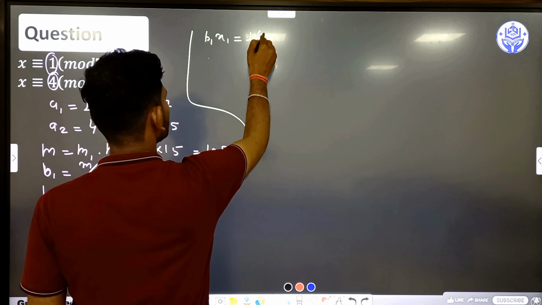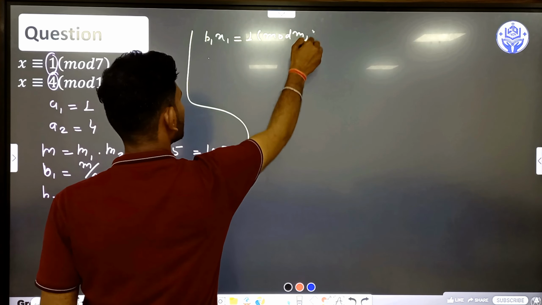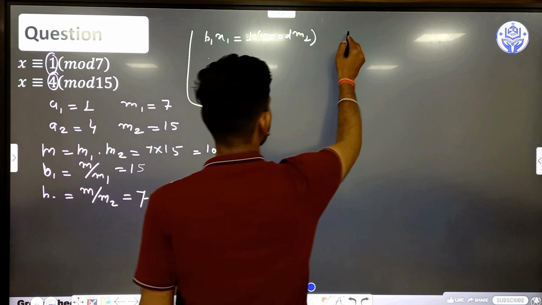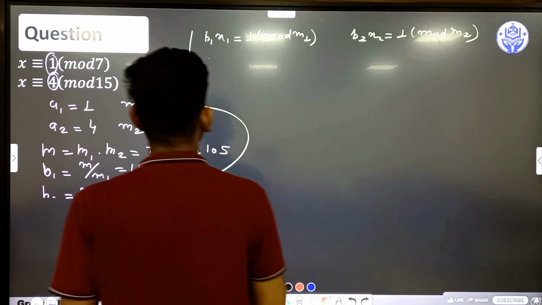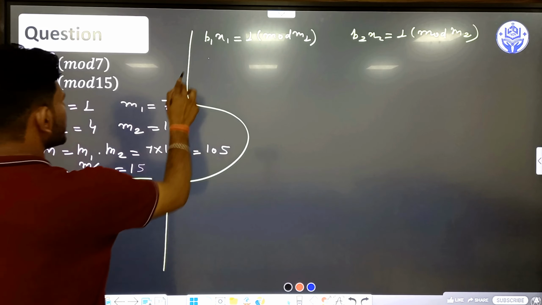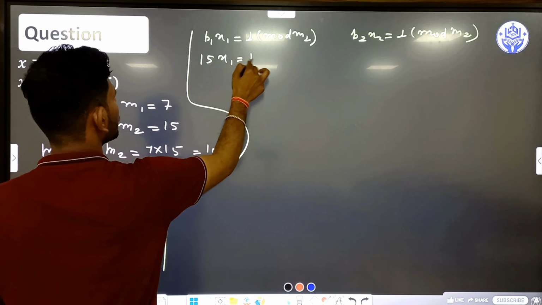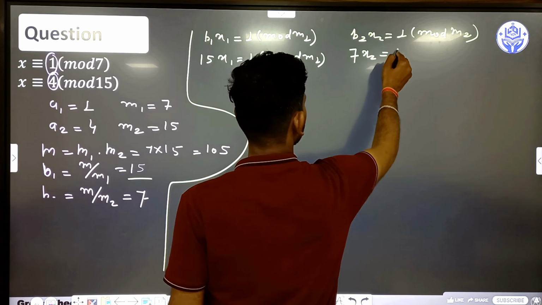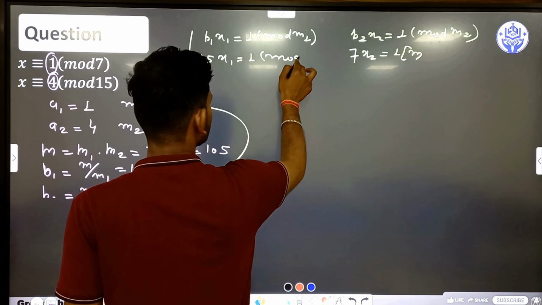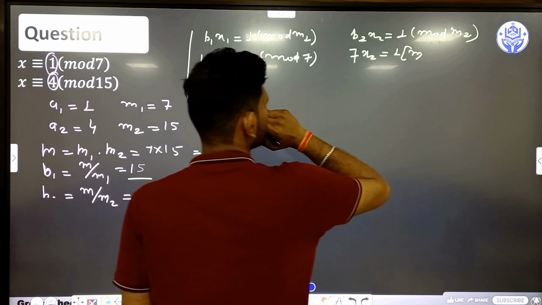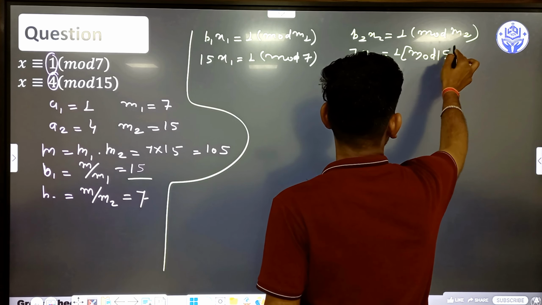So b1 x1 ≡ 1 mod m1, and another one is b2 x2 ≡ 1 mod m2. Now here, what is my b1? b1 is 15, so it is 15 x1 ≡ 1 mod m1. Then again it is 7 x2 ≡ 1. What is my m1 here? m1 is 7, so mod 7. And this one is mod 15.